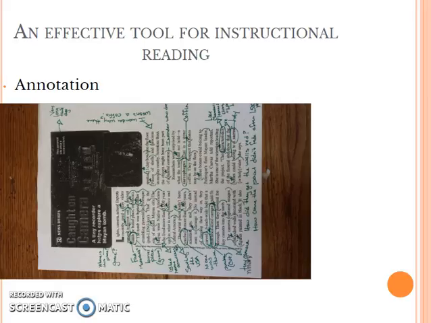So that is an example of the annotation that your student is going to learn this year, and it's something that's going to carry out throughout the rest of middle school and high school, and a valuable skill for college and life.